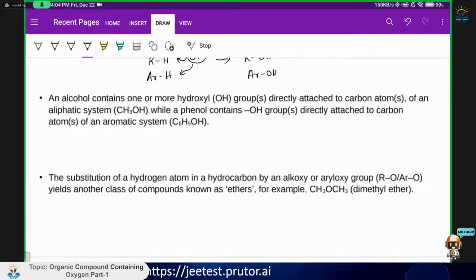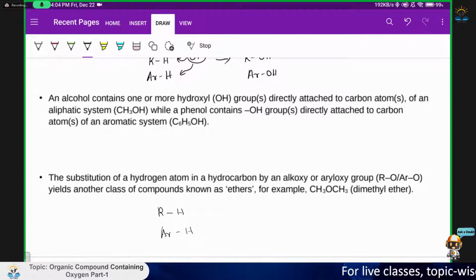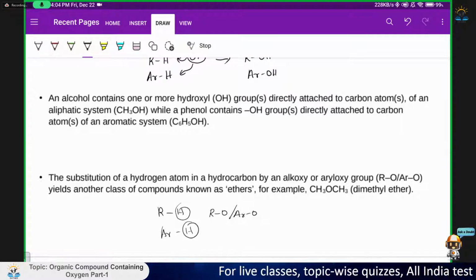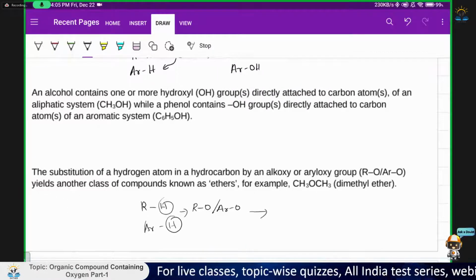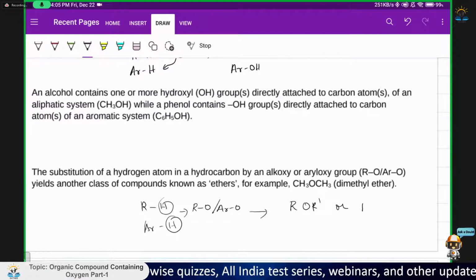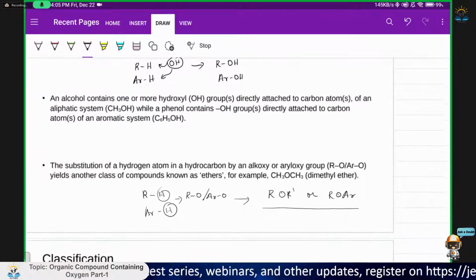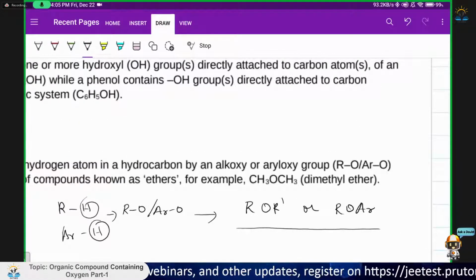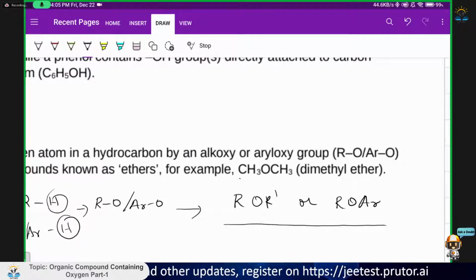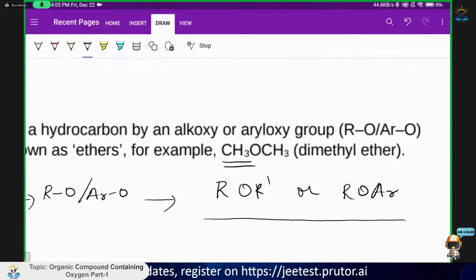The substitution of a hydrogen atom in a hydrocarbon by an alkoxy or aryloxy group gives ethers. So in an aliphatic or aromatic hydrocarbon, when we replace a hydrogen by an alkoxy or aryloxy group, represented by OR, we get ethers, ROR'. We have given an example here, dimethyl ether. Here we replace the hydrogen atom of methane with an OCH3 group. So we got dimethyl ether.